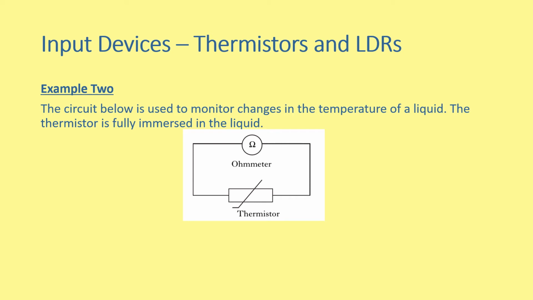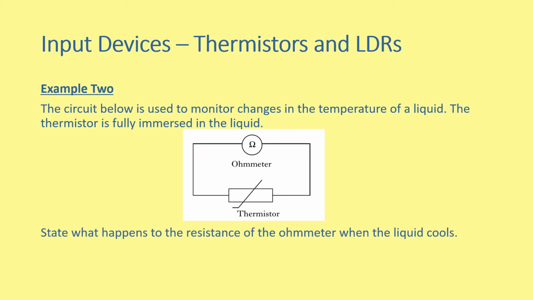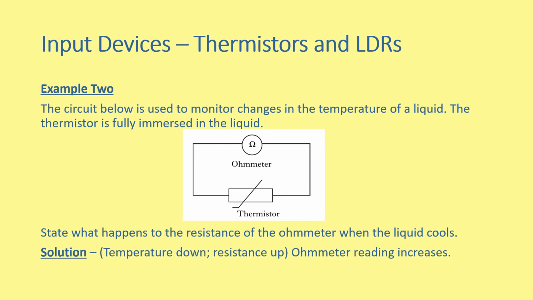So here we have a thermistor that's connected across an ohm meter. So the ohm meter is going to measure the resistance of the thermistor as the temperature changes. You're asked to state what happens to the resistance on the ohm meter when the liquid cools. Remember, temperature down, resistance up. So that means the reading on the ohm meter is going to increase.